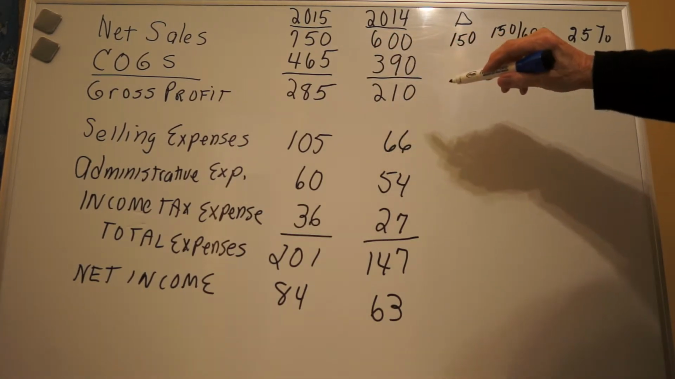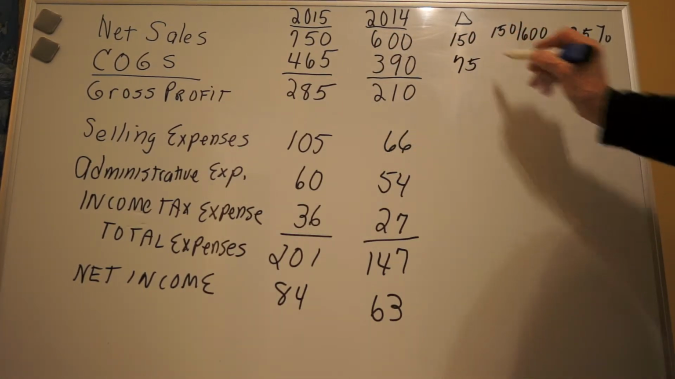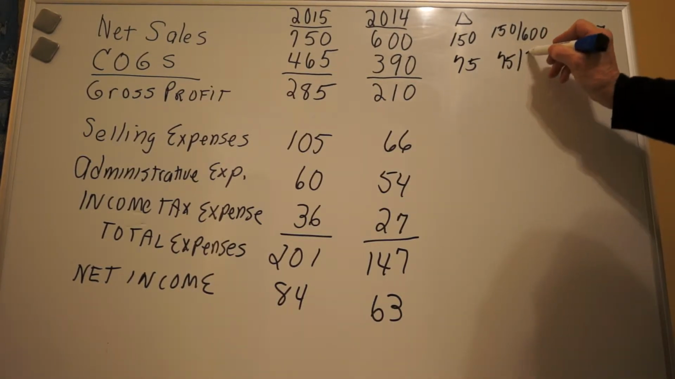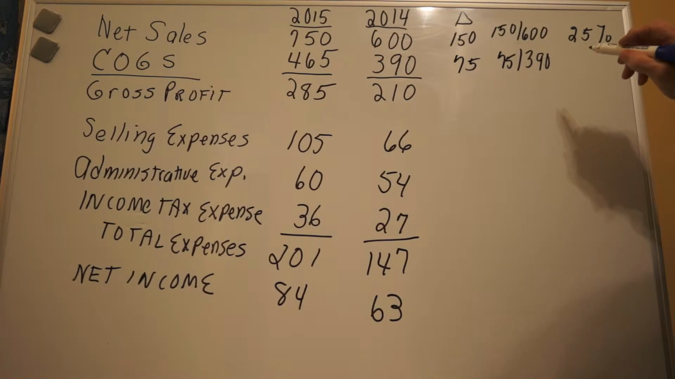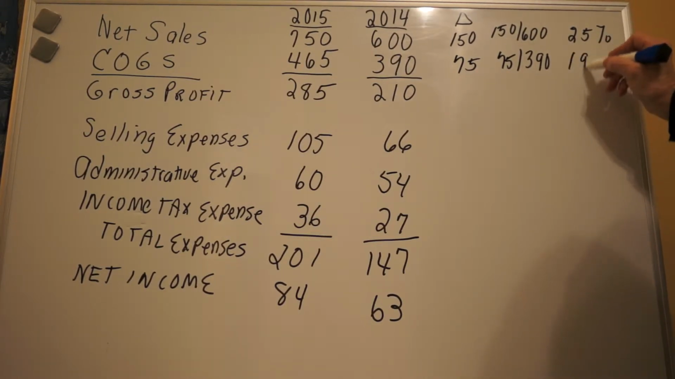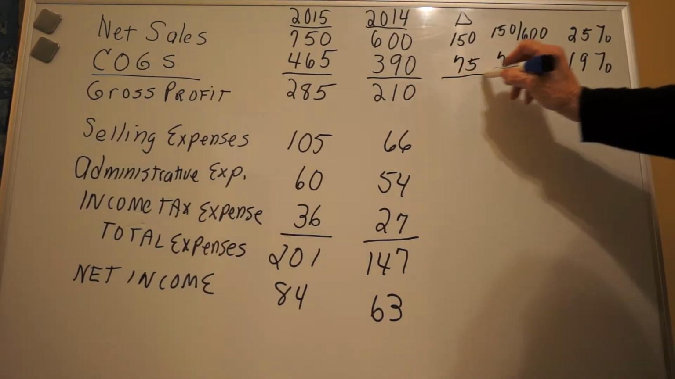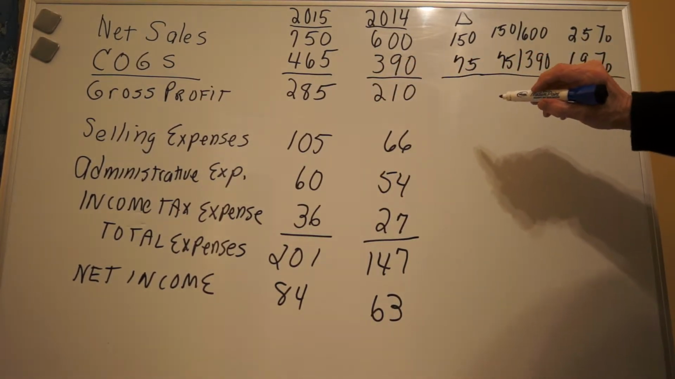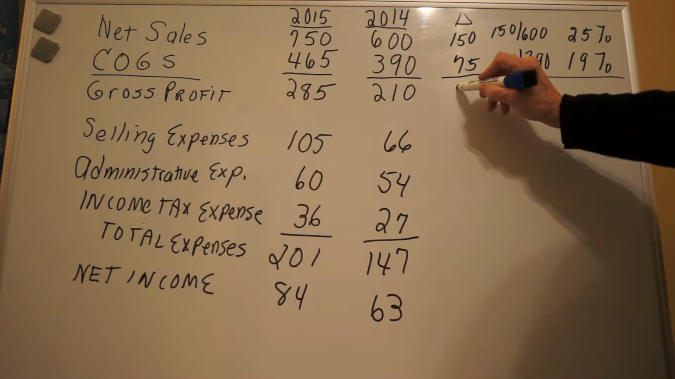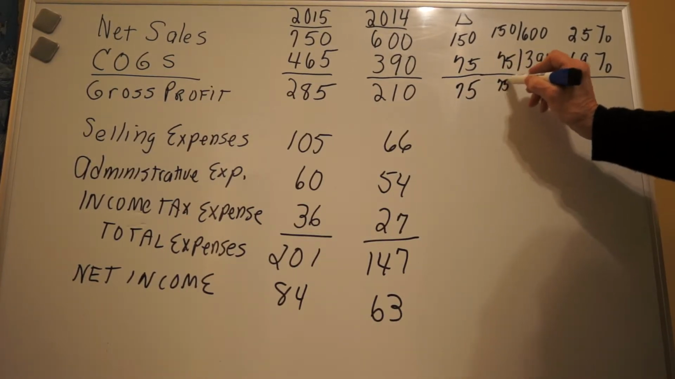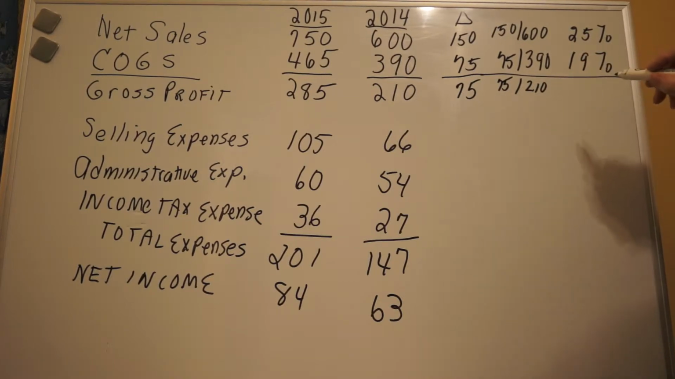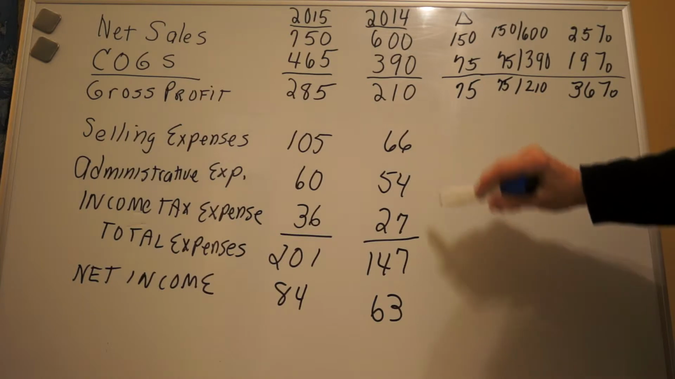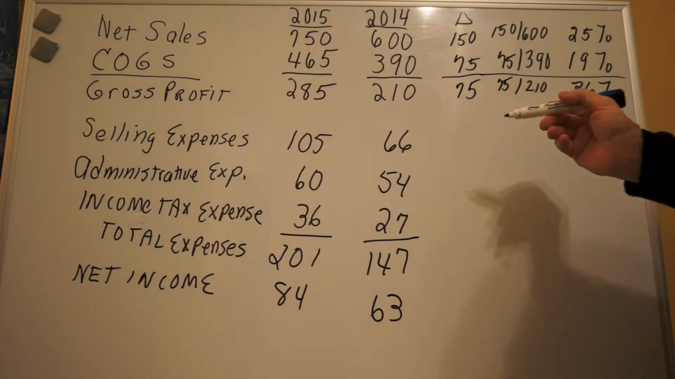Okay, 465 minus the base year of 390, that's 75. We go 75 divided by the 390, and so we have 19%. We would do the same thing for the gross profit. The amount of change is also 75 here. 75 divided by the base year, 210, 36%. Okay.